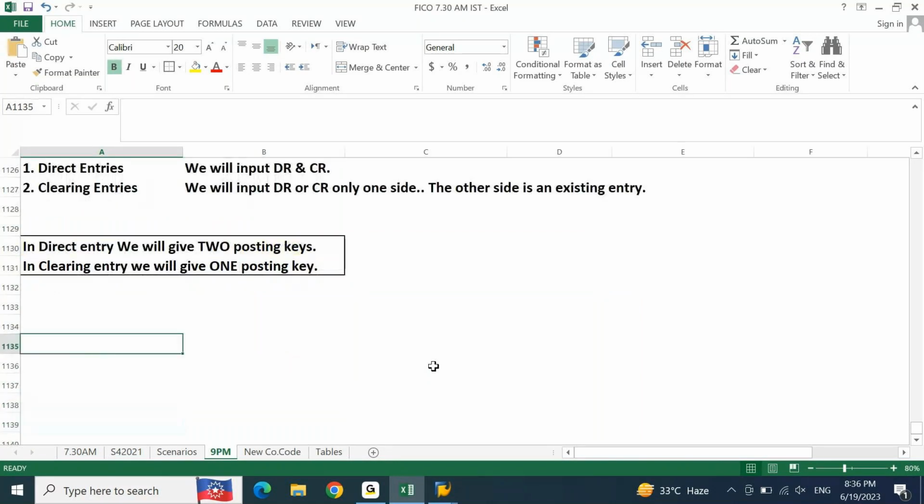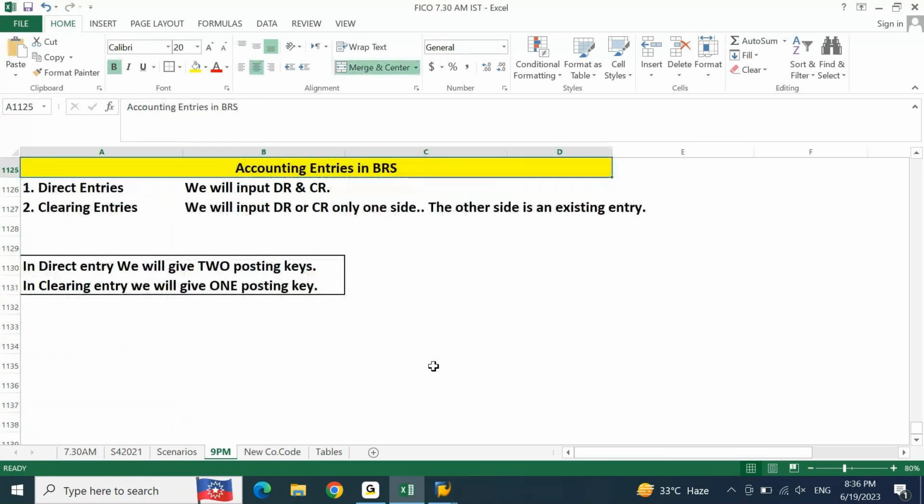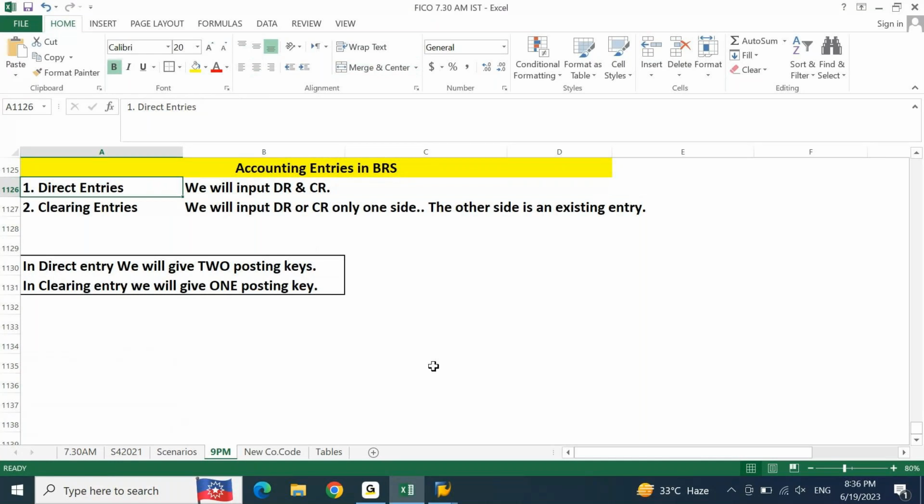The reason why we have seen this is that your BRS accounting entries are based on these 2 things. If you understand what is a direct entry, what is a clearing entry, how many posting keys you will give in direct entries and how many in clearing entries, it is easy for you to understand accounting entries. It is easy for you to map accounting entries for BRS. Otherwise, we will end up getting confused. So to avoid these confusions, we are seeing these things at the beginning itself before getting into SAP.